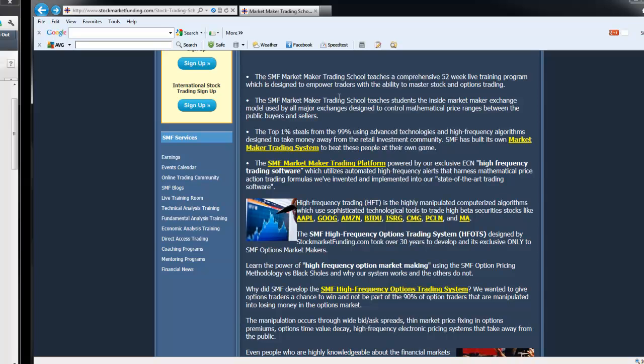One of them is the trading school, which teaches students the inside market maker exchange model. That is a different model than what you're used to working with, and we will show you live during market hours. That's something you're going to want to read and understand: mathematical price ranges between the public buyers and sellers.